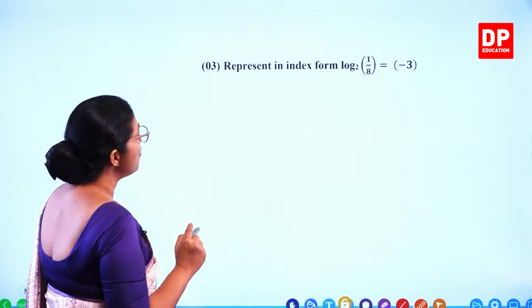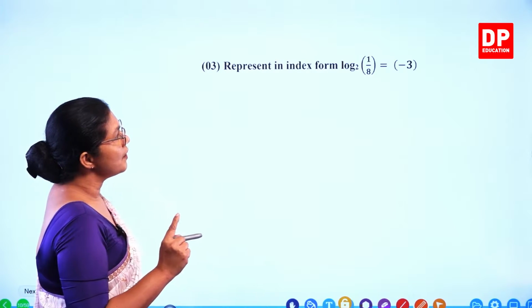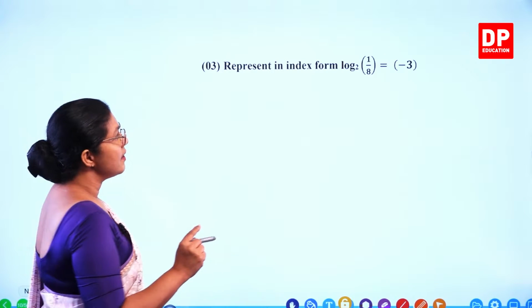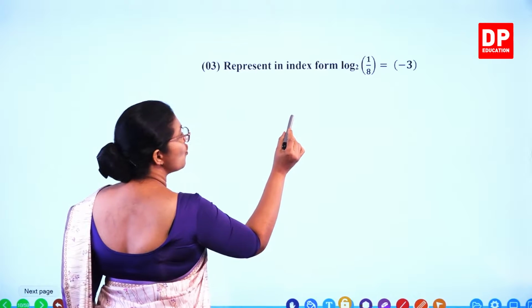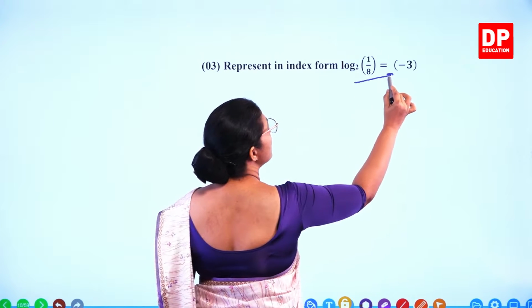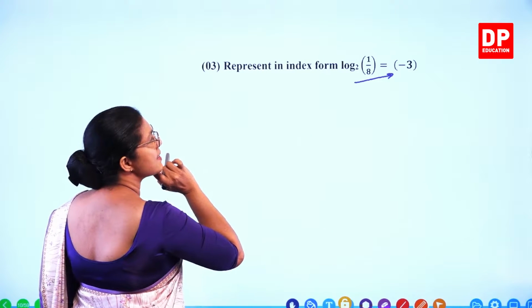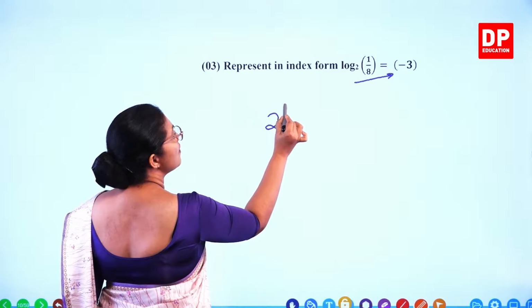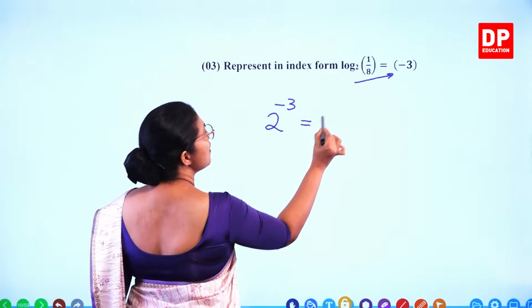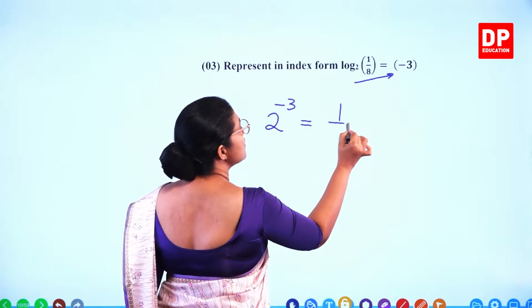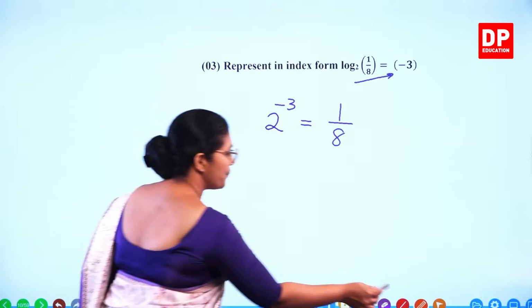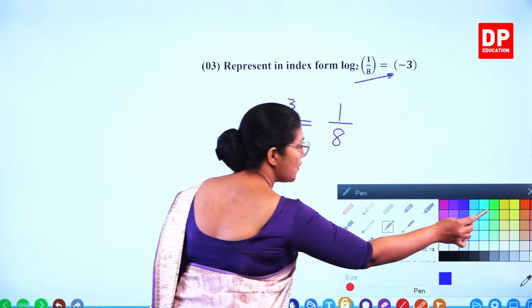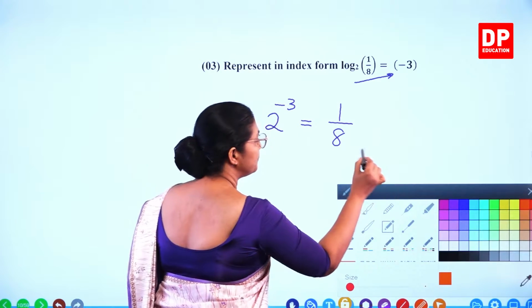Question number 3, represent in index form. Logarithmic form is given. How do you write it in index form? Base is 2. So base to the power this minus 3. That's the index. So 2 to the power minus 3 is equal to this value 1 over 8. That's called index form. So you get 2 marks for that part as well.